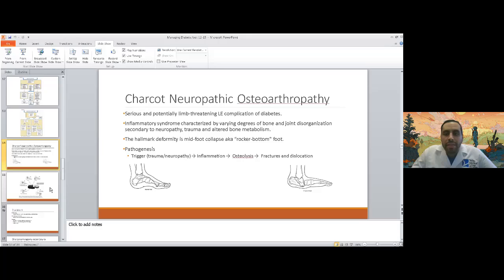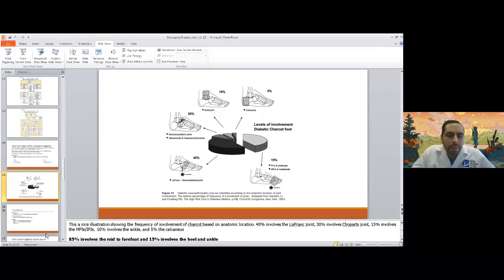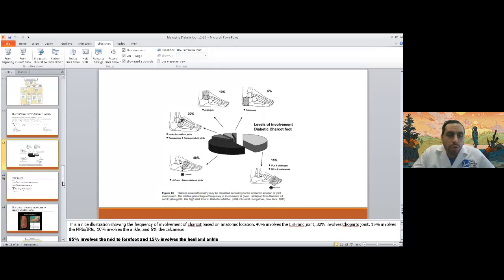You start basically having destruction of bone, which can lead to the hallmark deformity, which is a rocker bottom foot. So it goes from a normal looking foot on this side to basically destruction in the foot. And this leads to arthritis, osteolysis, which means the bone kind of disintegrates, fractures, and dislocations. This diagram shows that Charcot can occur in multiple joints in the foot and ankle. It occurs 85% in the foot, and 15% in the ankle and calcaneus.